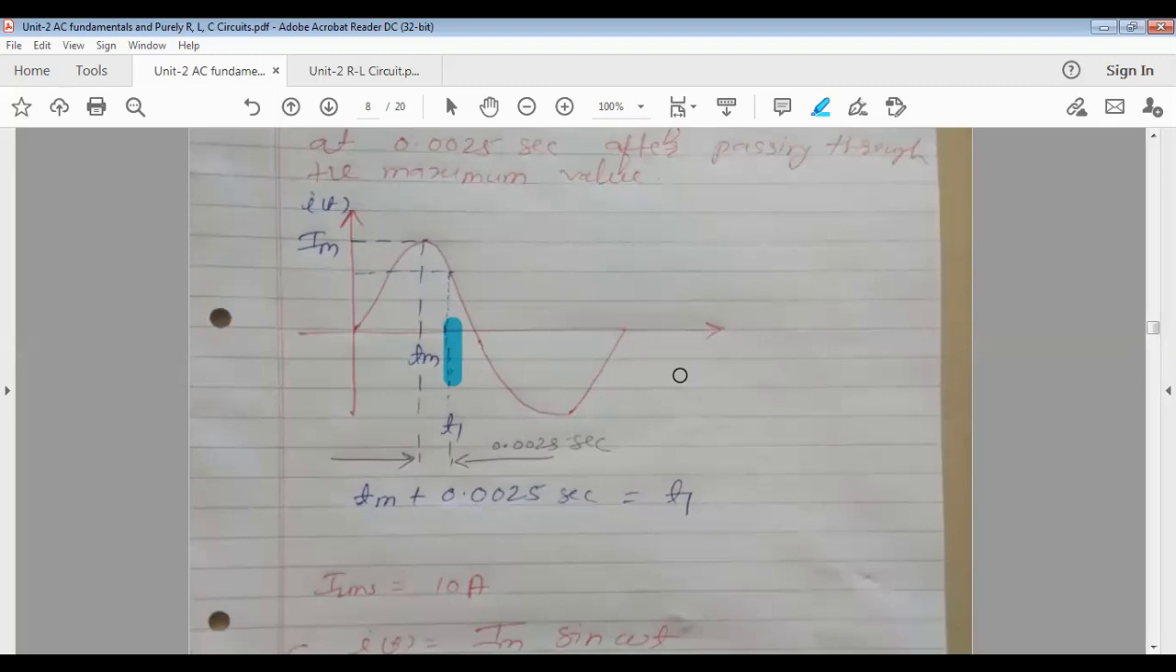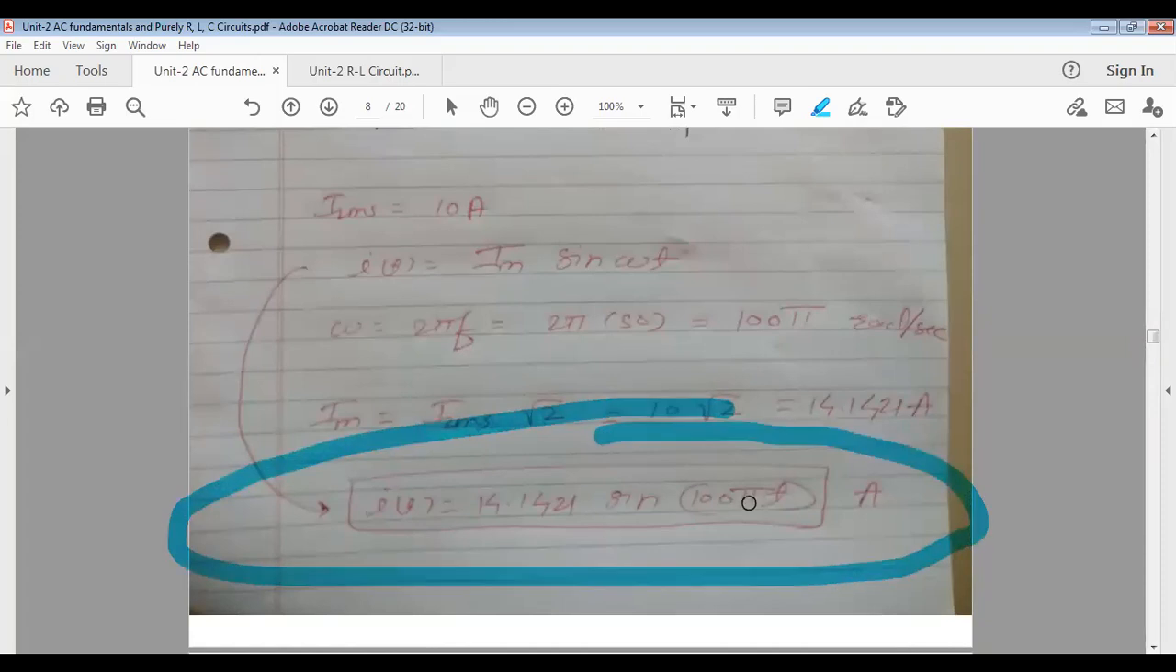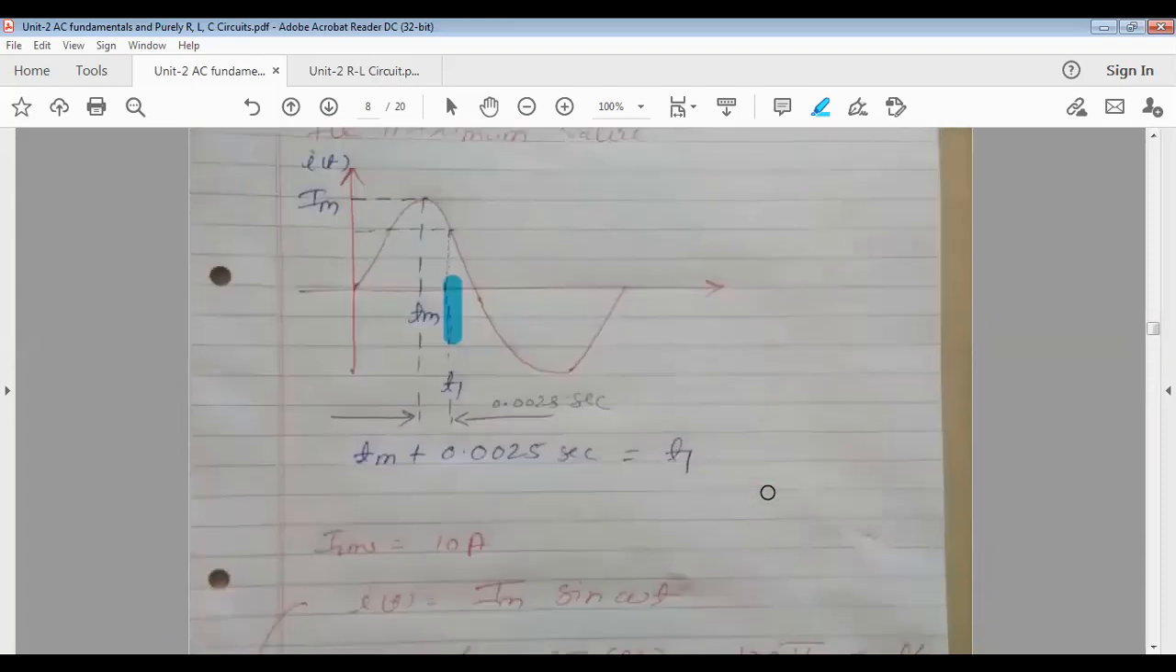So how can we find out? T1 we don't know. That you have to calculate, isn't it? How can we calculate? And once you get the T1, put it in the instantaneous current equation, whatever we have, and then easily you will get the answer. But how can we calculate the T1?